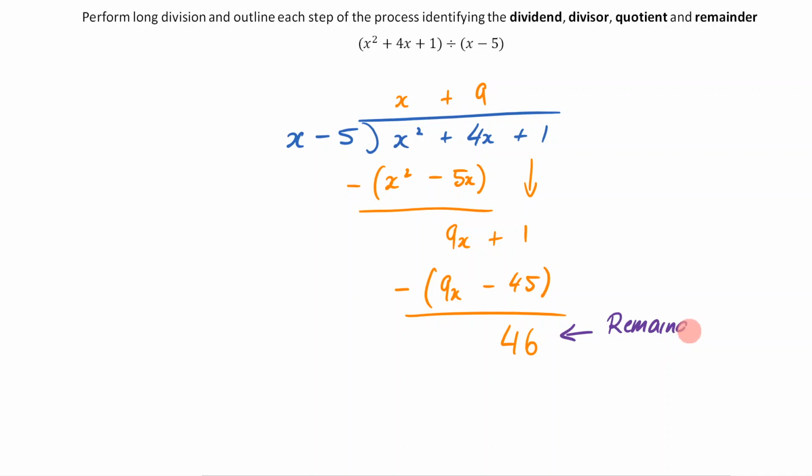Now, when we're doing polynomial long division, we like to give our different things here names. So our dividend, divisor, quotient, and remainder. We like to denote them with certain things.